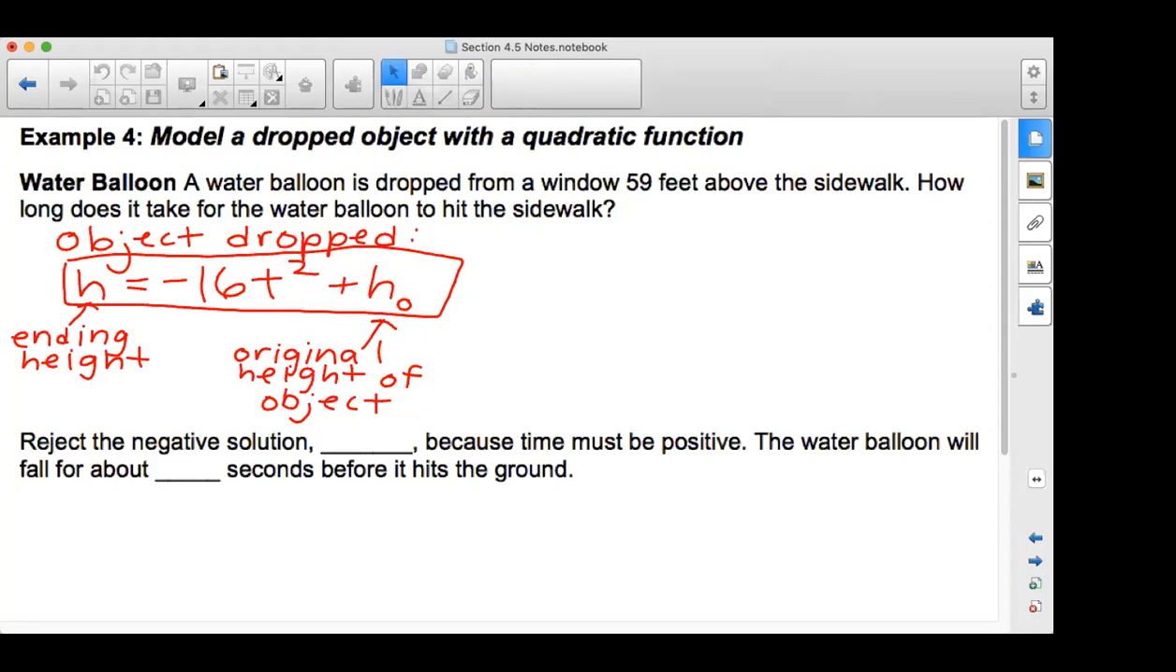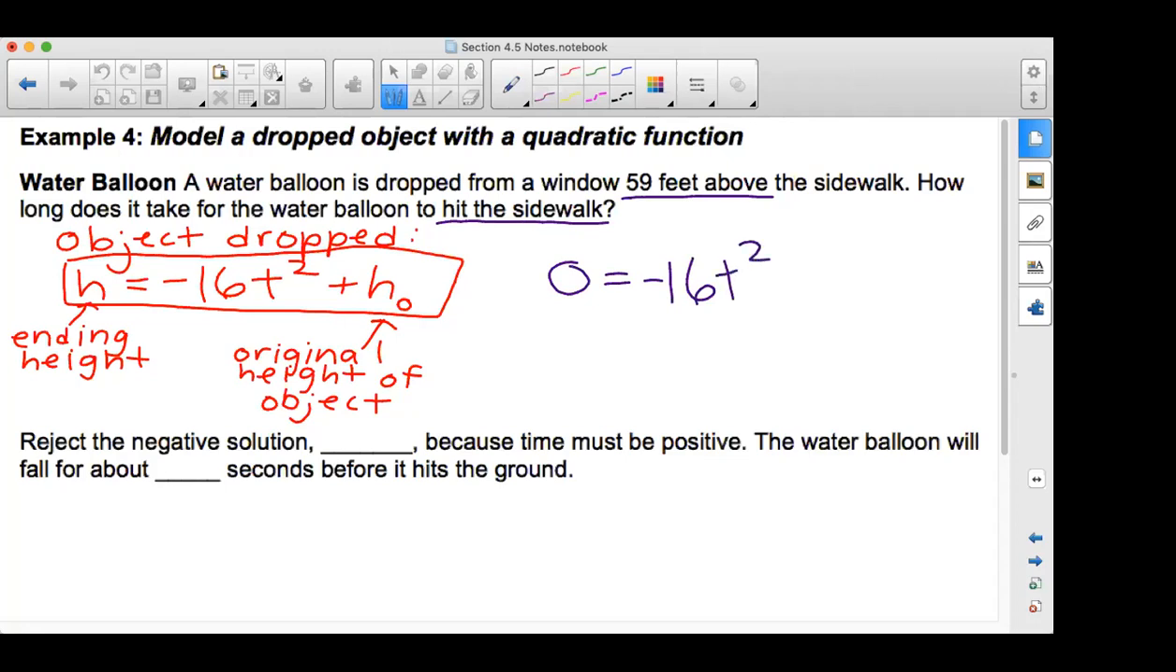So now applying that equation, our water balloon was dropped from 59 feet above the sidewalk. How long does it take for the water balloon to hit the sidewalk? So what's the height if it's hitting the sidewalk? Yeah, 0. Equals, we have negative 16. They're asking us to find the time. That's what we're solving for, t time. And what's the original height? Yeah, that's 59.